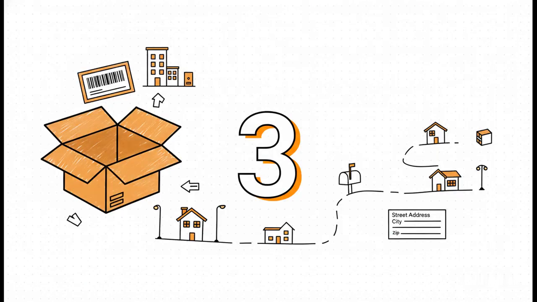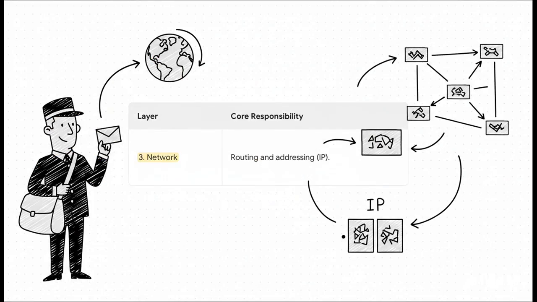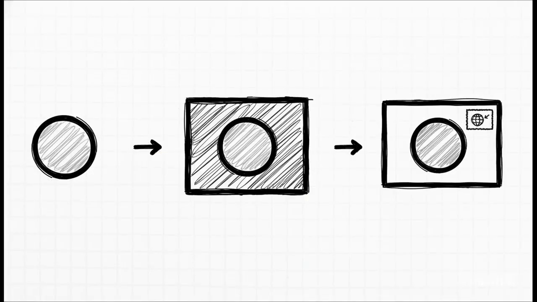Okay, our package is in its shipping box, it's got a tracking number, it's got an apartment number, now it needs the main street address. The network layer is the global postal service of the internet. Its main job is to figure out the best possible path for the data to take across this massive, tangled web of networks. And it does this using what we all know as IP addresses. So at this stage, our data segment gets another wrapper, and now it officially becomes a packet. And stamped right on the outside is the destination IP address, the unique, global address of the web server we're trying to reach.